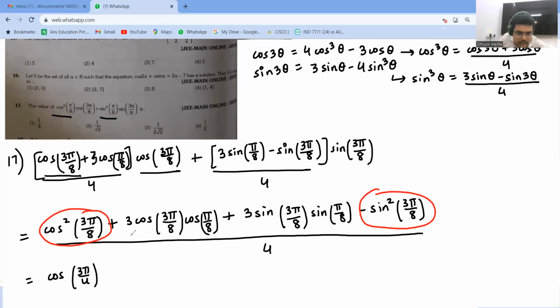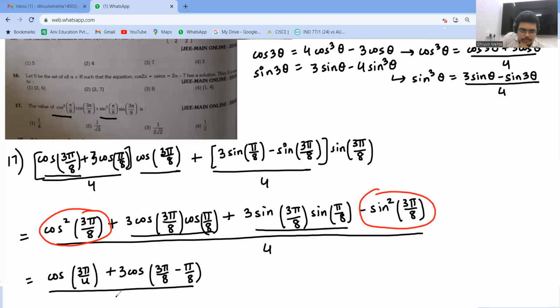अच्छा, इसमें से मैं अगर 3 common ले लूं तो ये होगा cos cos plus sin sin. Which formula is this? cos of a minus b क्योंकि यहाँ पे plus है. It will be 3 cos of 3 pi by 8 minus pi by 8. Yes, this is easy stuff now.